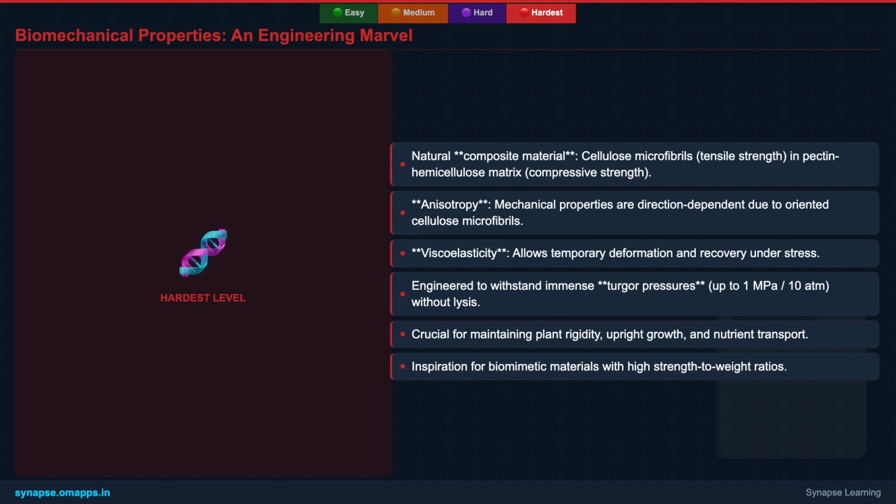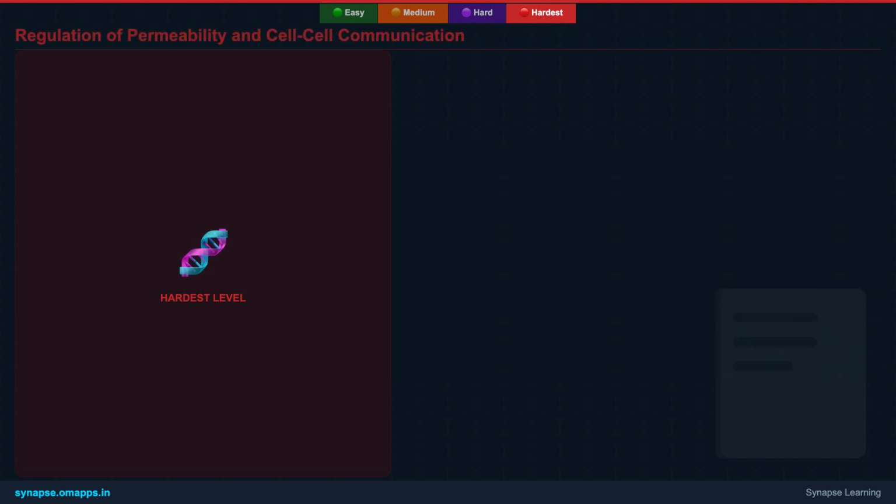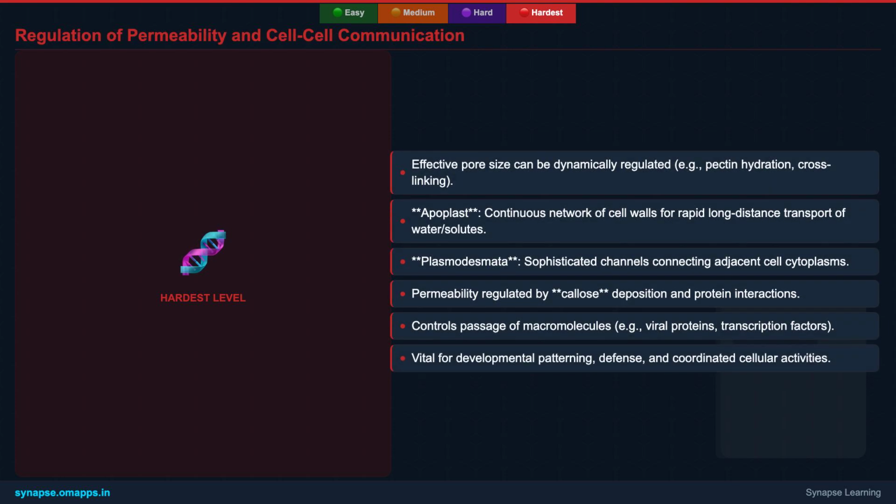This biomechanical design allows plant cells to withstand immense turgor pressures, up to 10 atmospheres, without bursting, a feat that would instantly rupture an animal cell, highlighting a key bioengineering principle in nature. Beyond structural support, the cell wall actively regulates permeability and facilitates intercellular communication. While generally porous, its effective pore size can be subtly modified, influencing solute diffusion through the apoplast, the continuous network of cell walls and intercellular spaces.